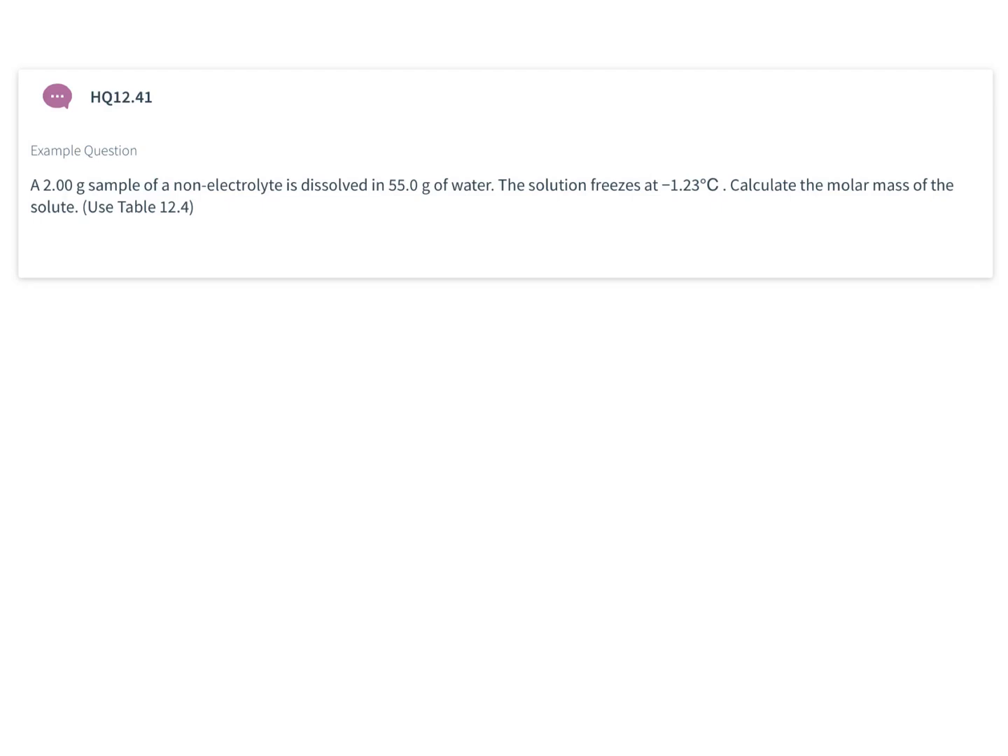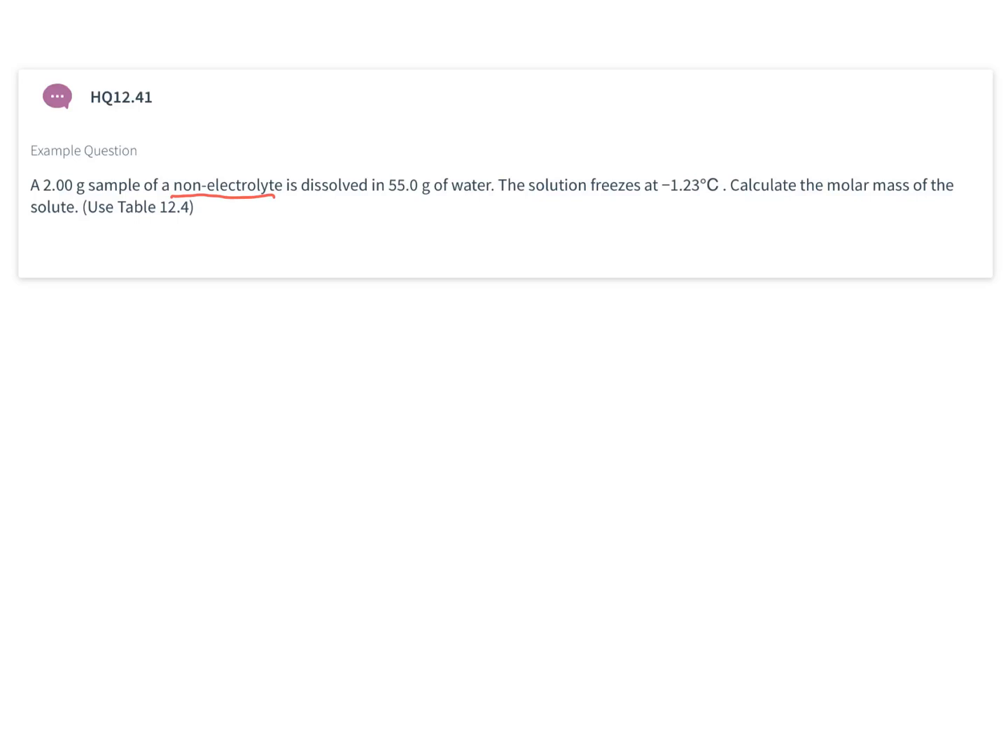For question 12.41, we're given the information that a 2-gram sample of a non-electrolyte, and I'm underlining it because that's an important aspect of this question, is dissolved in 55 grams of water. The solution freezes at negative 1.23 degrees Celsius. Calculate the molar mass of this solute.